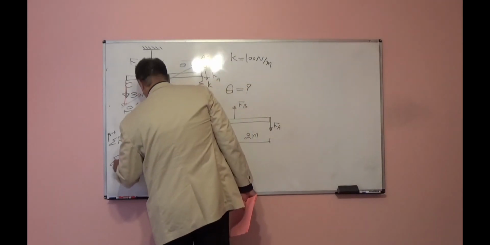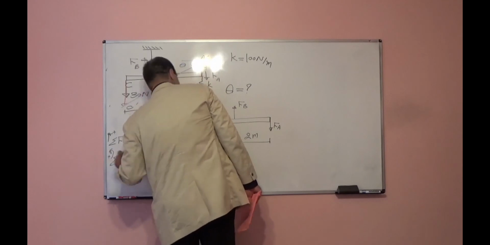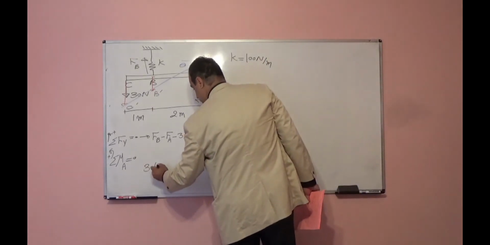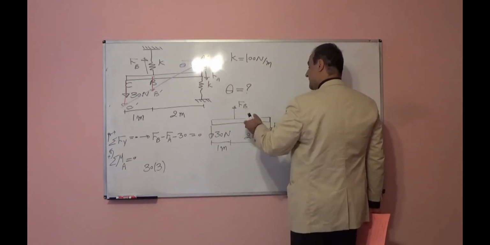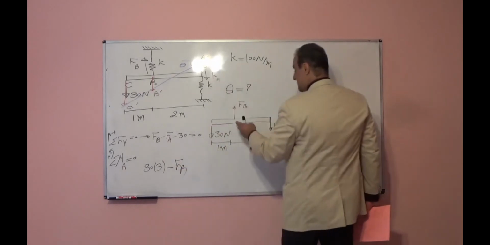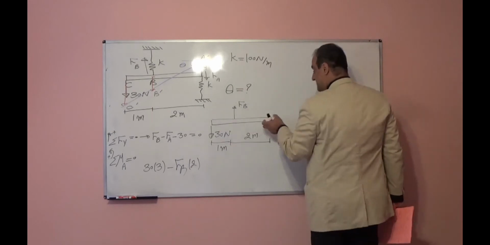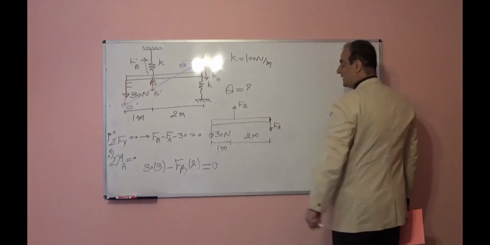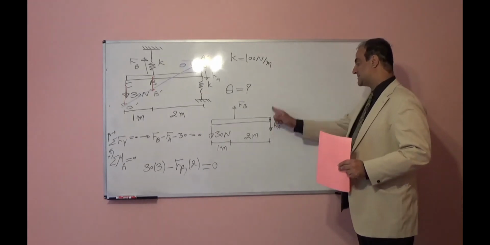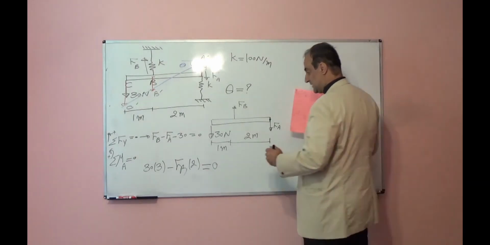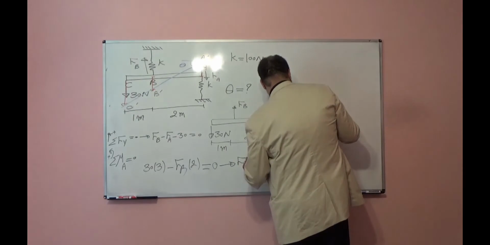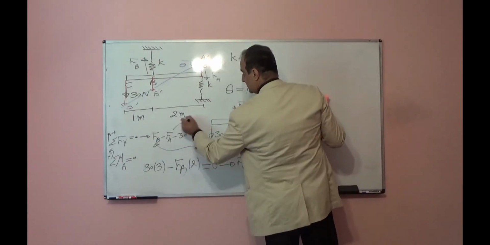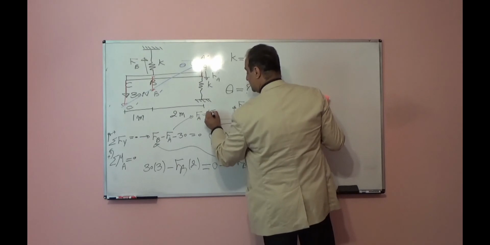Summation of moment with respect to one point, for example point A, is equal to 0. I can write 30 times 3, it wants to rotate the beam counterclockwise with respect to point A, so it is positive, minus Fb times 2, it wants to rotate this beam with respect to point A clockwise, so negative, is equal to 0. Because I'm writing equilibrium of moment with respect to point A, this Fa passes through that point and will not create any moment with respect to that point. So from here, Fb will be 45 Newton. If we plug here, we can find Fa is equal to 15 Newton.